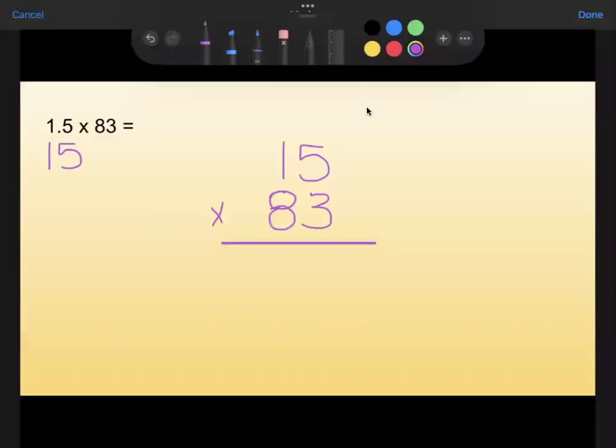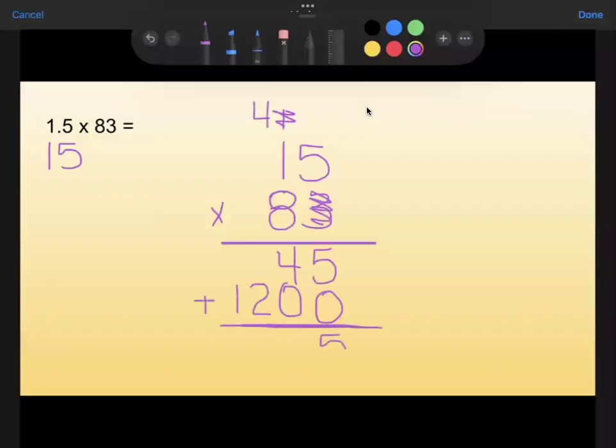5 times 3 is 15. And then 1 times 3 is 3 plus 1 would be 4. So there's my top row there. Add a 0 here, cross this off, cross this off. Then I'm going to do 5 times 8, which is 40. So a 0 here and regroup the 4. 1 times 8 is 8, plus 4 is 12. So I'm going to put that here. When I add those together, I get 5, I get 4, I get 2, and I get 1. Now I'm going to need to add a decimal at the end right here.